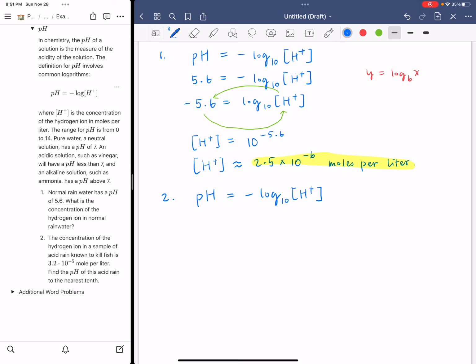And then let's plug in. This time, that 3.2 times 10 to the negative 5 is not pH, it's the concentration of hydrogen ion. So you're going to copy the rest of the equation and replace that H+ with 3.2 times 10 to the negative 5. And I will put a grouping symbol right there. So this is the equation that we have. And just like before, we're going to put that negative sign to the left. So negative pH.